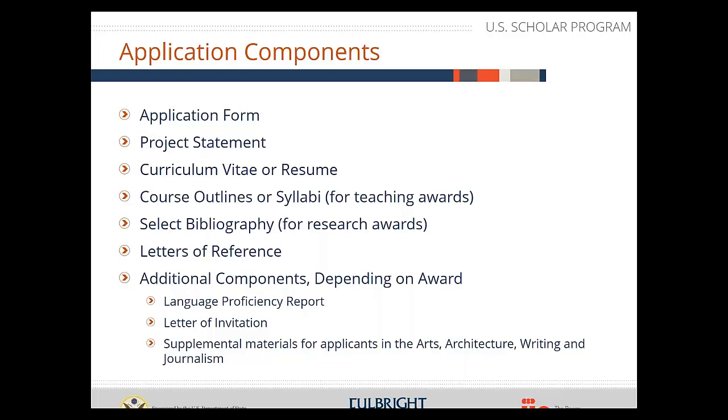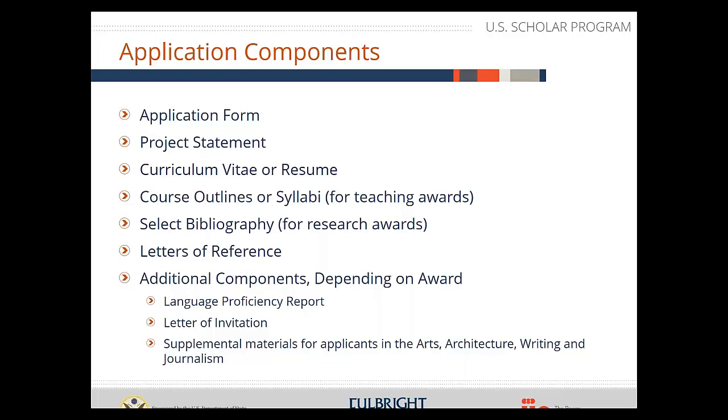Since the project statement can only be 5 pages maximum, we really want you to devote that space to the project, delineating what you're going to be doing in terms of research, or if it's a teaching project, or if it involves both teaching and research. Discuss why you're applying for a Fulbright, what you plan to do in the host country, why the host country is relevant to the project, the impact, etc. You'll find all of that in the project statement guidance in the application guidelines.